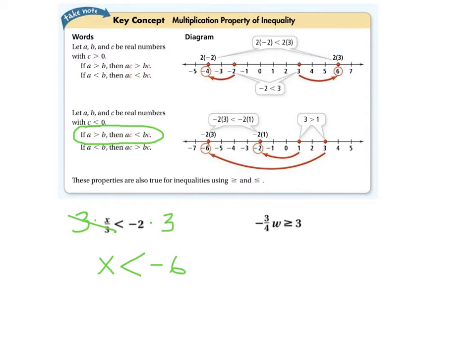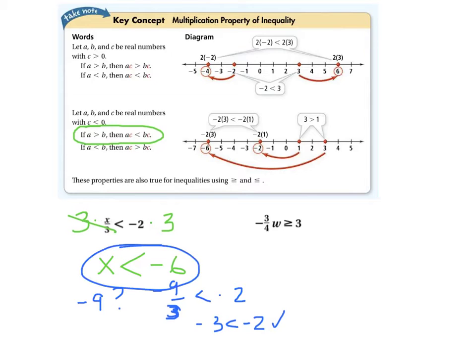What you can now do is pick a number that fits this, like negative 9. Does that work in my original inequality? Let's try it. Negative 9 divided by 3, is that less than 3? Come on, LeCompte, get it together. Is that less than negative 2? Is negative 3 less than negative 2? Yes, indeed it is.